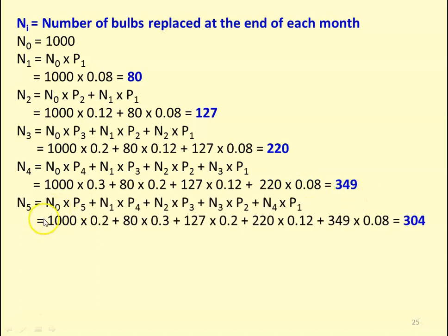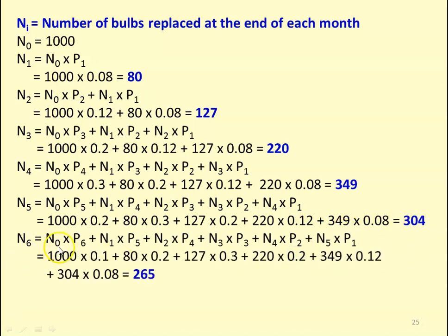349. And N5 equals N0 into P5 plus N1 into P4 plus N2 into P3 plus N3 into P2 plus N4 into P1. Substituting the numerical values, 1000 into 0.2 plus 80 into 0.3 plus 127 into 0.2 plus 220 into 0.12 plus 349 into 0.08 equals 304.